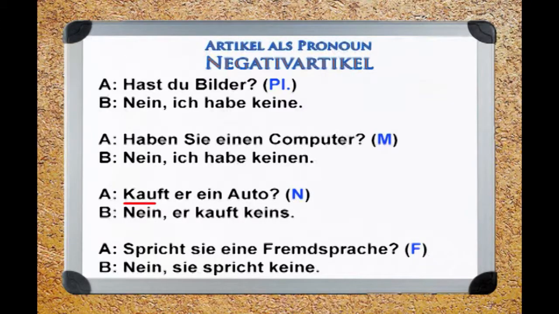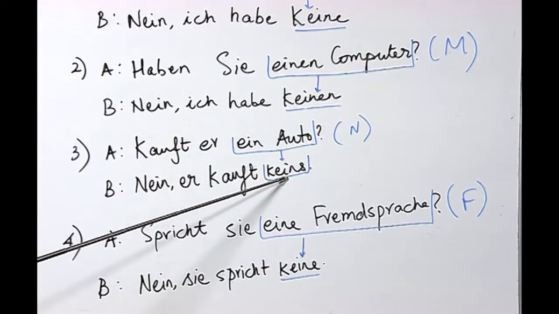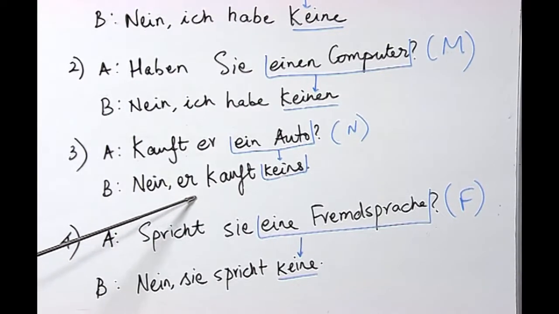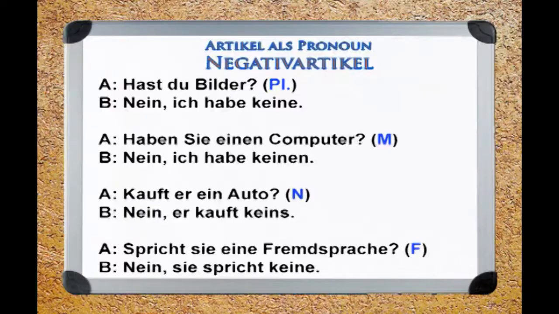Here, Kauft er ein Auto? Now, look at the answer. Nein, er kauft keins. As you know, here also the negative article is used as a pronoun which is in accusative because of the presence of the nominative pronoun here. It's the same way for sentence number 2 and sentence number 1, where we also have ich and ich as nominative pronoun.